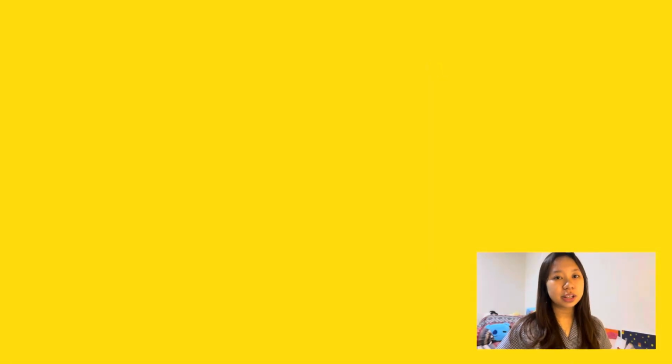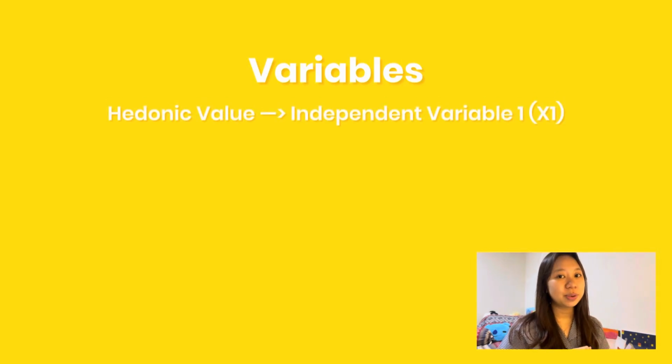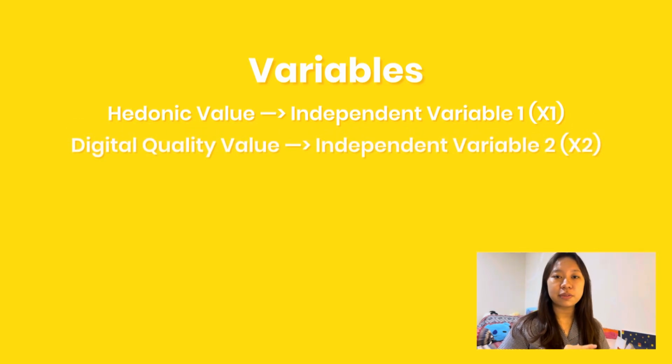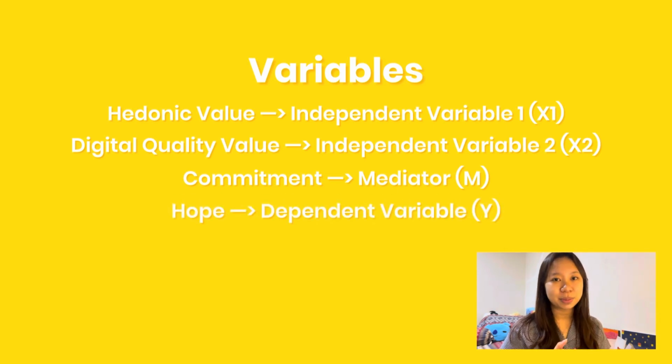So the research model here will involve four main variables. The first one is hedonic value as the independent variable 1, and digital quality value as the independent variable 2, and then commitment as the mediating variable, as well as hope as the dependent variable.